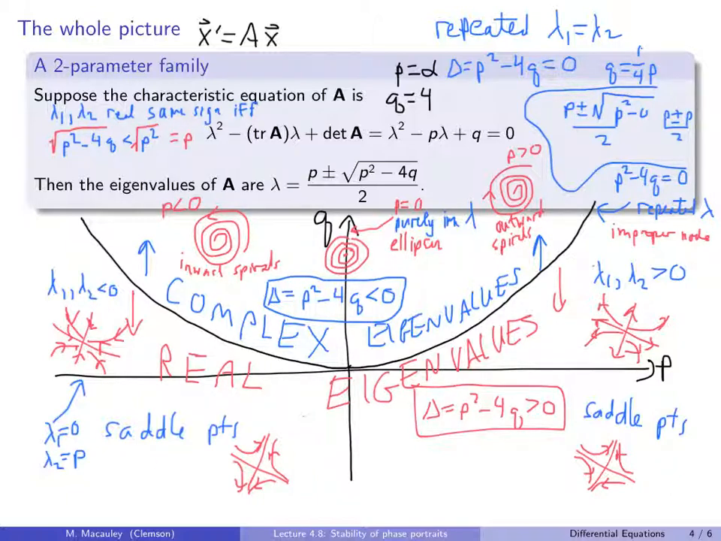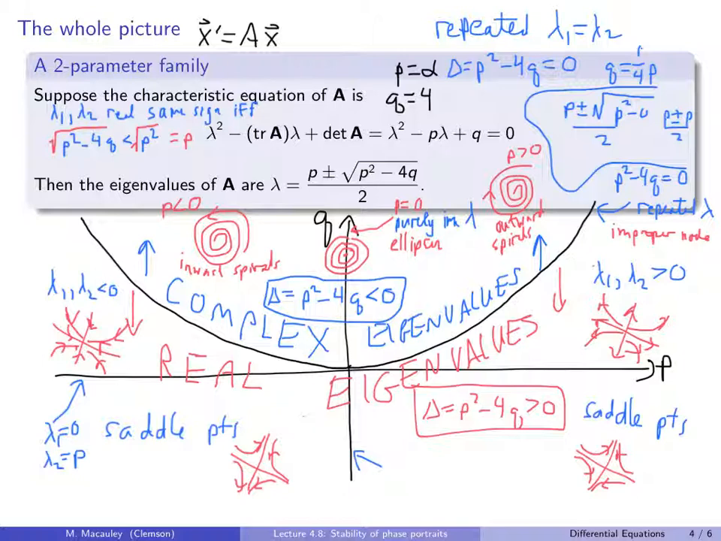And let me finish by looking at this one. When we're on the q-axis, but below, what's that going to look like? That's going to happen when p is 0. So now our eigenvalues are going to be 0 plus and minus.